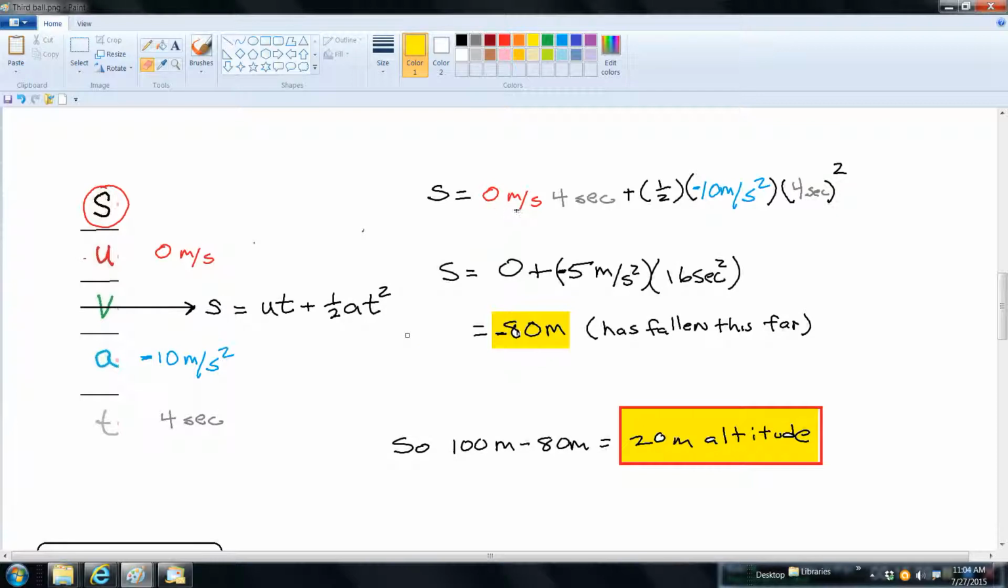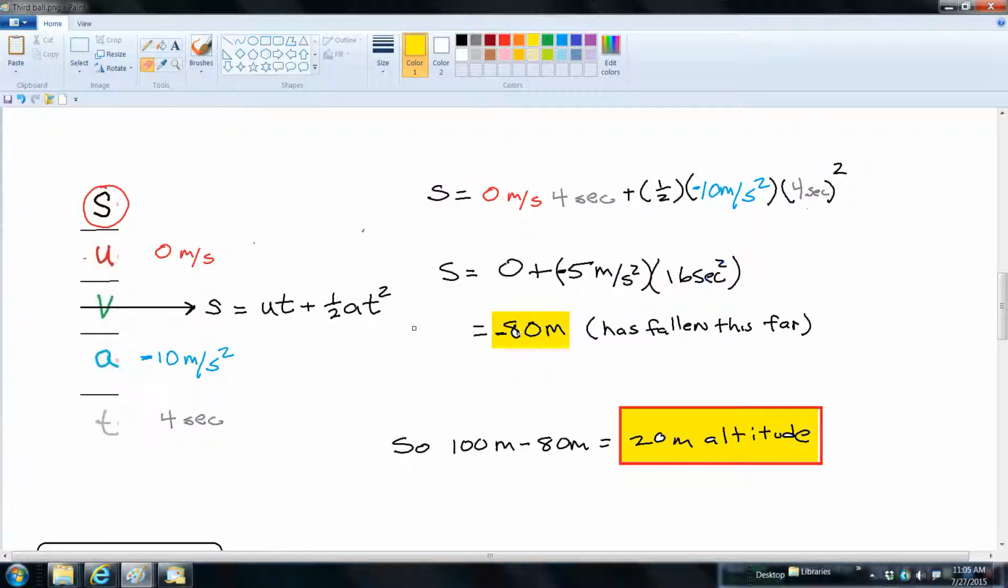And so what we have here is we're solving for s. Initial velocity is 0 meters per second. It fell for 4 seconds. We plug in our acceleration and our time. So we end up with minus 5 meters per second squared times 16 seconds squared. The seconds squared cancel out. So we're left with minus 5 times 16, or minus 80 meters.